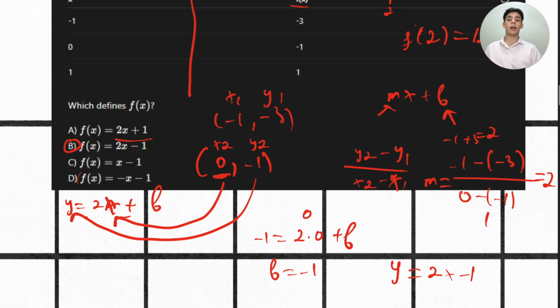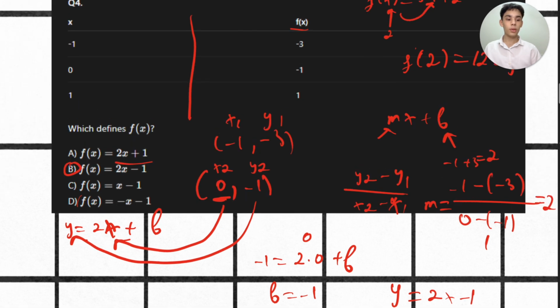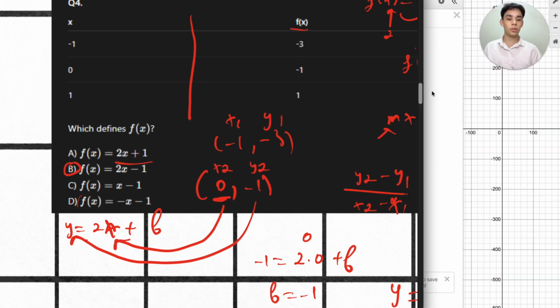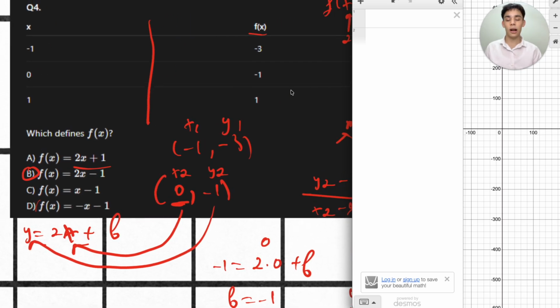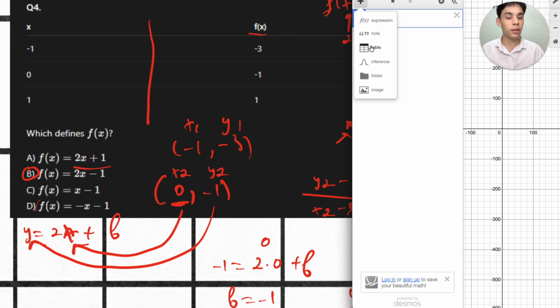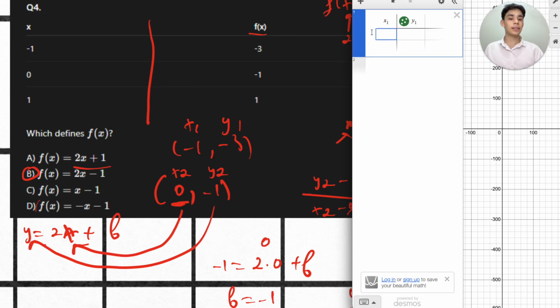That's it, guys. Let me show you the Desmos version. Now, if you're not familiar with Desmos, I filmed a video of how you can use Desmos, like simple calculations and so on. So please make sure to check that one. There are two ways. We can write table, or we can do the same thing by just clicking this plus sign and by clicking table. In this case, this table looks something like this. All we have to do is just plug in our values. -1, -3, 0 and -1, and lastly 1 and 1.